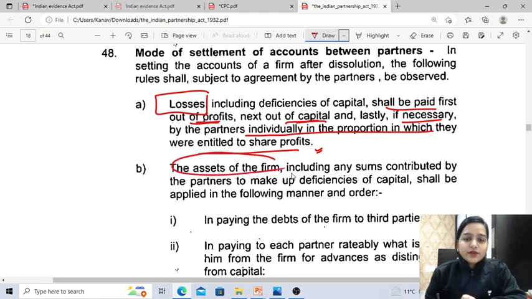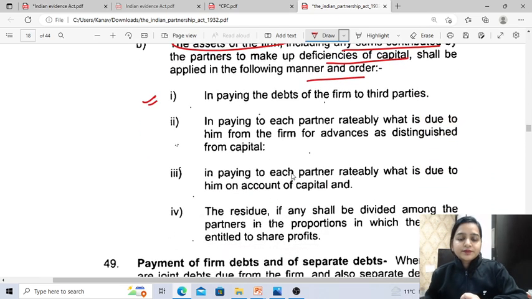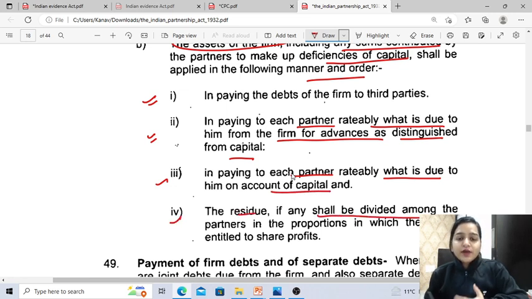The assets of the firm including any sums contributed by the partners to make up deficiencies of the capital shall be applied in the manner and order. इसमें अप्लाई होंगे. सबसे पहले तो फर्म के डेट्स पे होंगे टू थर्ड पार्टी. Then in paying to each partner relatively what is due to him from the firm for advances as distinguished from capital. Next is in paying to each partner relatively what is due to him on account of the capital. Next is the residue, if any, shall be divided among the partners in the proportion in which they were entitled to share the profit.